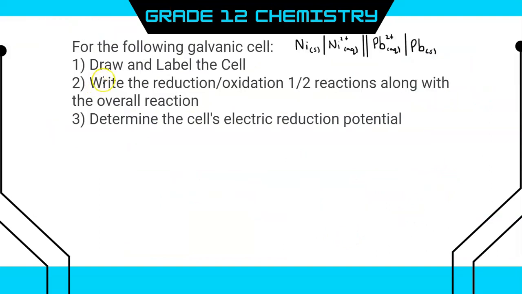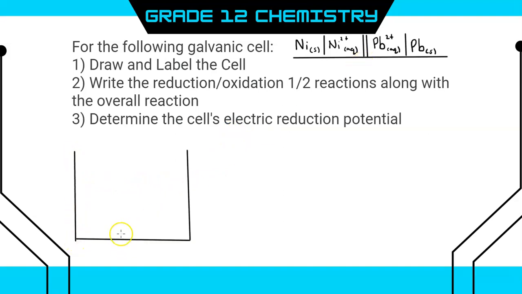All right, so in this question, we're going to look at this galvanic cell, this nickel-lead galvanic cell. We're going to draw and label it. So let's see what the parts of this cell looks like. Then we're going to write the reduction and oxidation half reactions along with the overall reaction. And then we're going to determine the cell's electric reduction potential, or put another way, the voltage of the cell. So let's draw what this cell looks like. So right here, there's our cell.